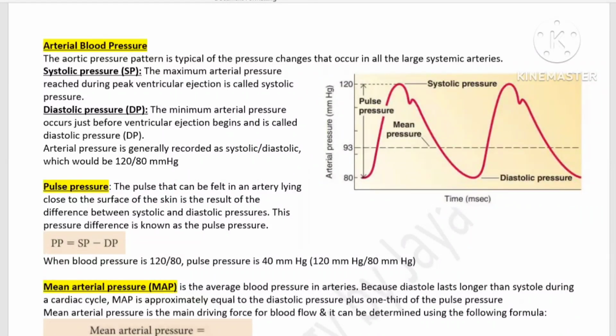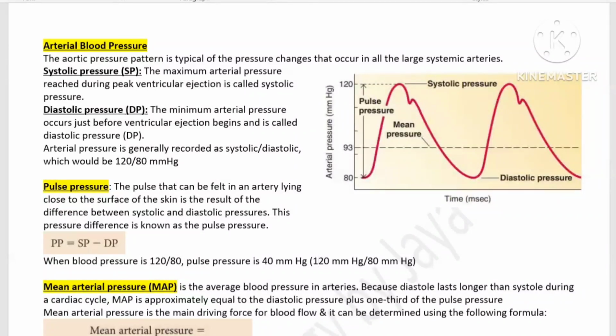In this video, we are going to study about arterial blood pressure, that is systolic and diastolic blood pressure. What is the difference between them, that is known as pulse pressure. We'll be studying about mean arterial pressure also and cardiac output. In this video, I'll try to give you all the formulas: how to calculate the pulse pressure, how to calculate the mean arterial pressure, and what is the formula for cardiac output.